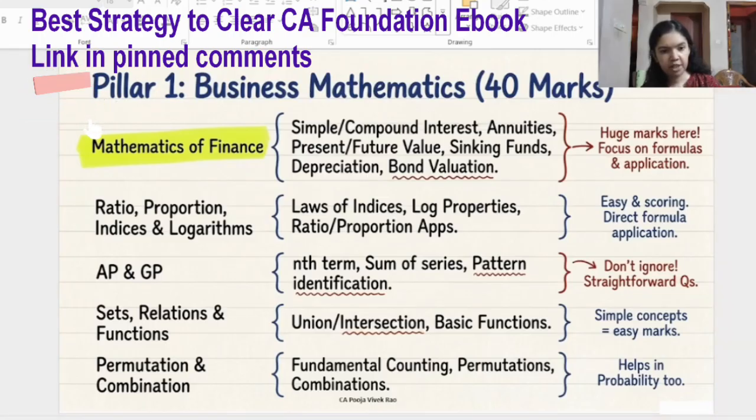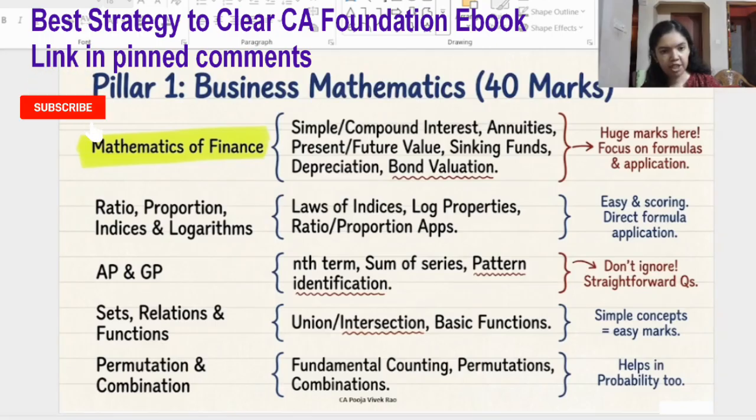The next important chapter is ratio, proportion, indices and logarithms. These topics are comparatively easy and scoring. The important topics for practice are laws of indices, logarithmic properties, and ratio and proportion applications. Most questions are direct formula application based. The next important chapter is arithmetic progression and geometric progression. Most of the time it was noticed that students ignore these chapters. However, the questions are direct, straightforward questions. Here focus on nth term, sum of series, and pattern identification.